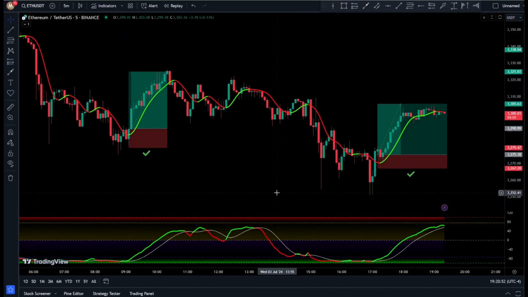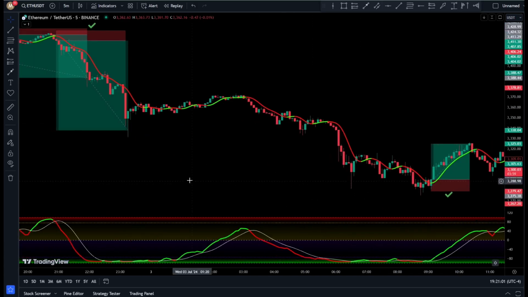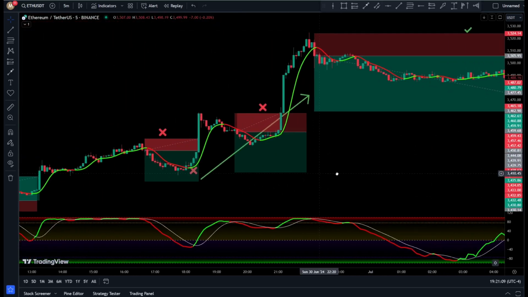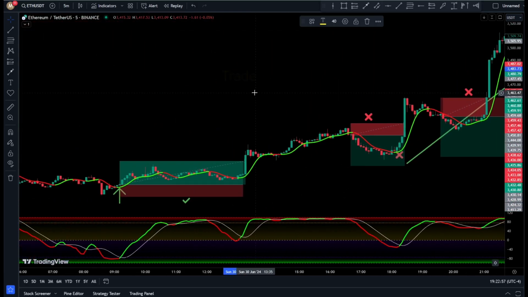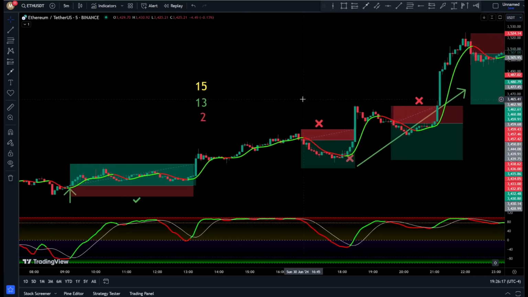Let's count how many wins and losses we had. We had 15 trades in total, 13 wins and 2 losses. But I want to add another indicator to prevent hitting a stop loss in trades like these two.